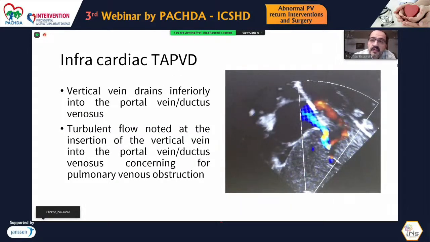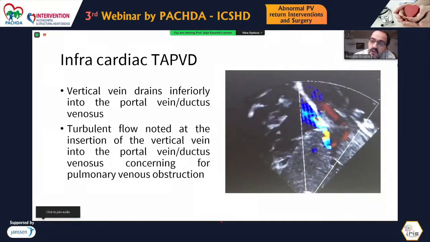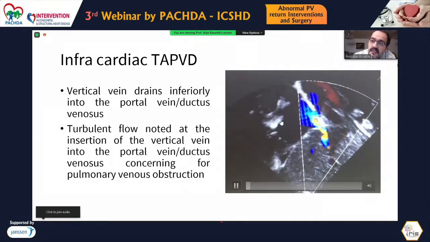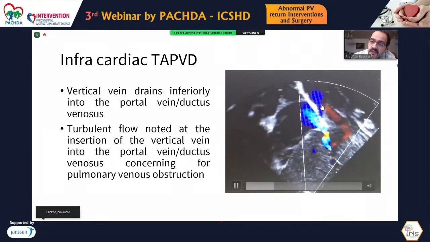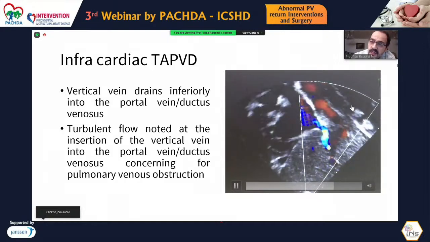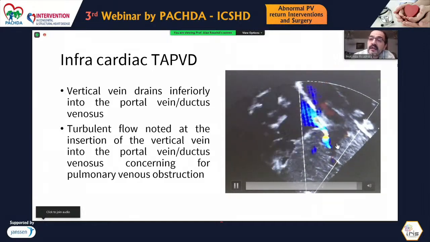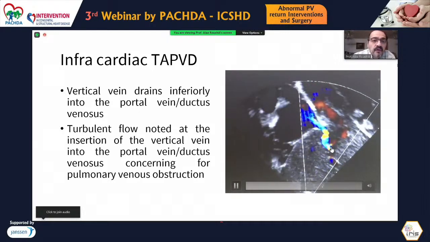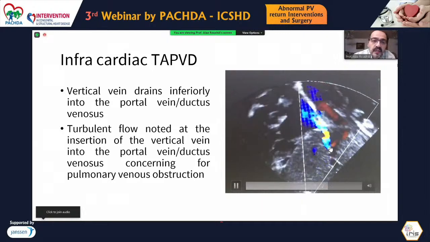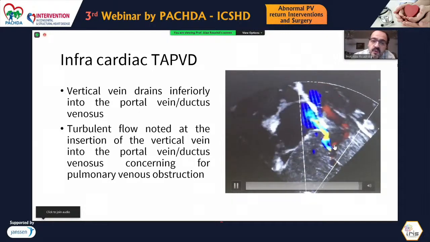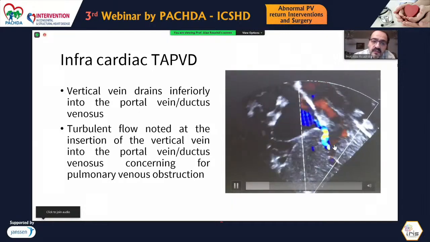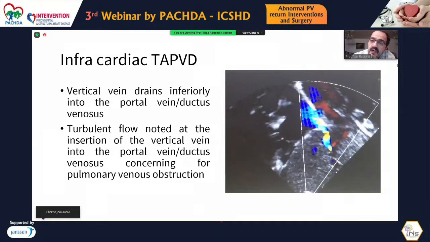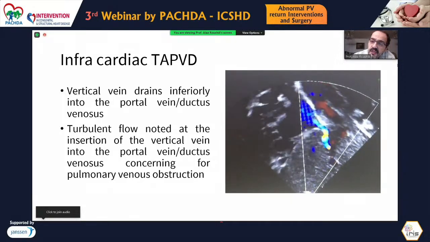What about the infracardiac total anomalies? Perhaps they might be even more challenging to diagnose. Here we can see the connecting vein or the vertical vein, but running downward across the diaphragm into the liver and joining the portal circulation. And the site of turbulent flow is noted at the insertion of the vertical vein into the portal venous system or the ductus venosus system, denoting a pulmonary venous obstruction at this site.